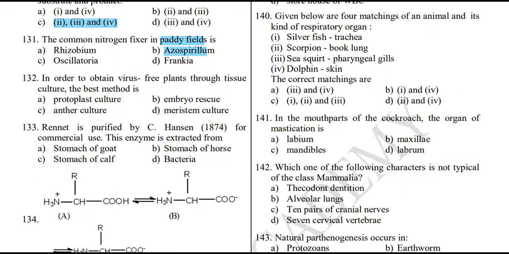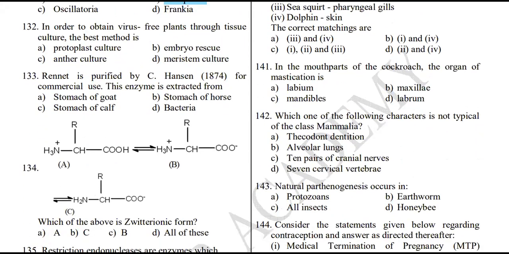Okay, yes. In order to obtain virus-free plants through tissue culture, if you want a plant which is free from virus infection, they will always take a meristem culture. Why do they take a meristem culture? Because meristems are the ones which keep on dividing. So those kinds of cells will not have much chance of having viral infections. So that is going to be meristems. We will not use protoplasmic fusion or embryo culture, and anther culture also will not do.